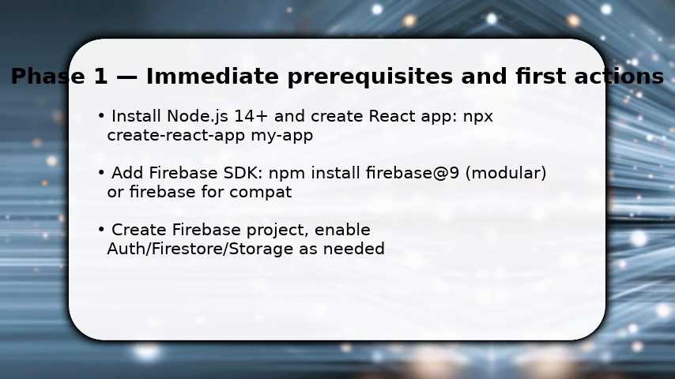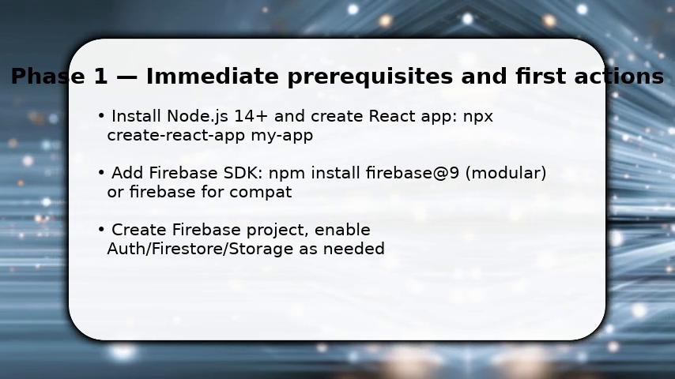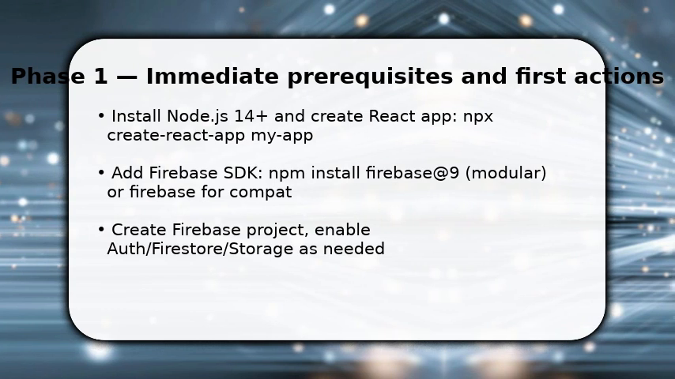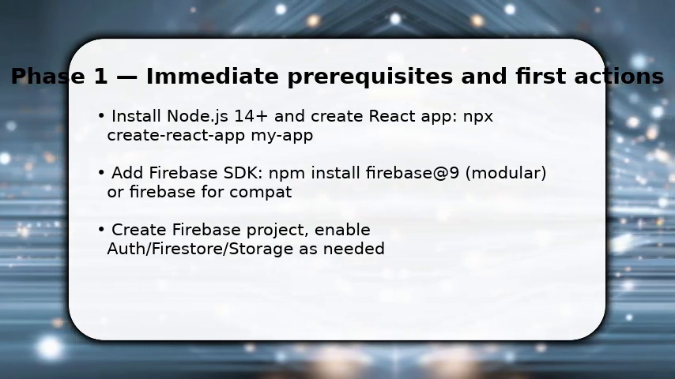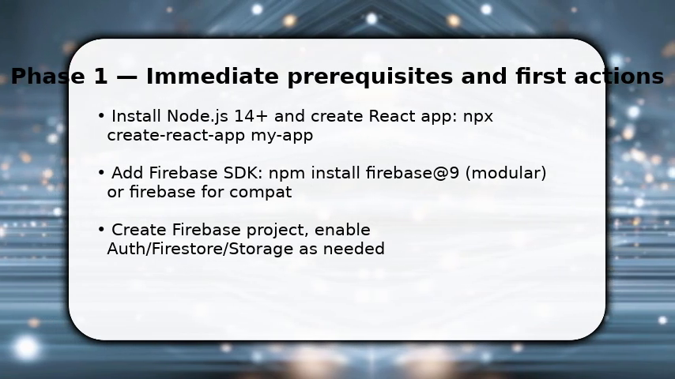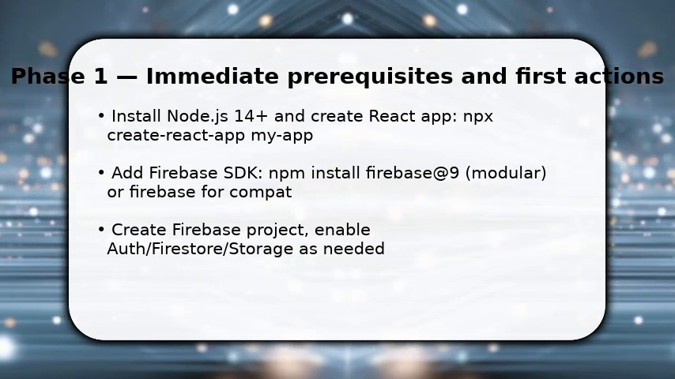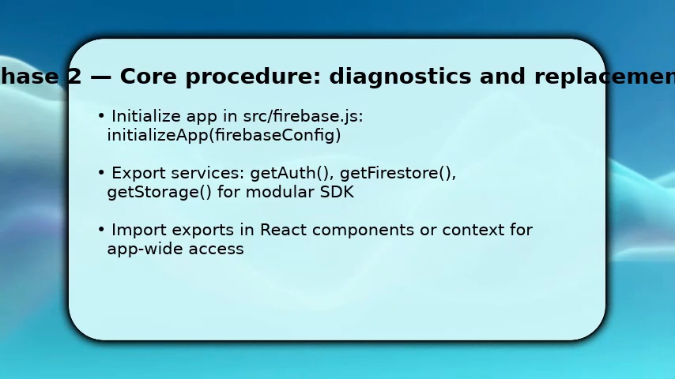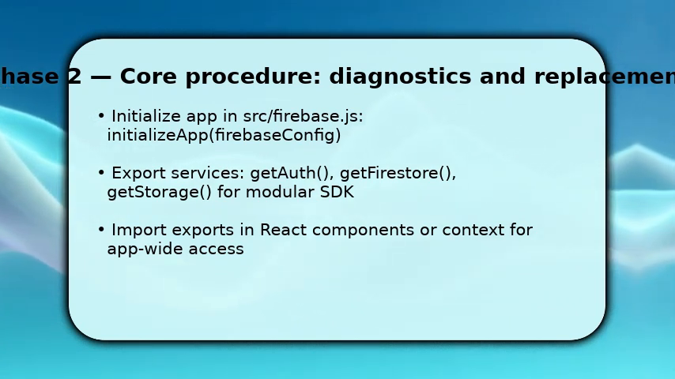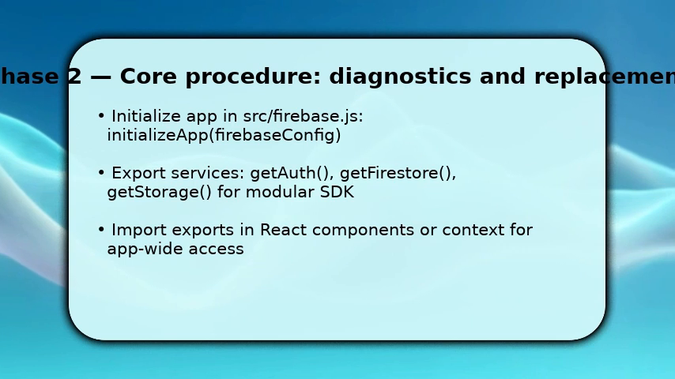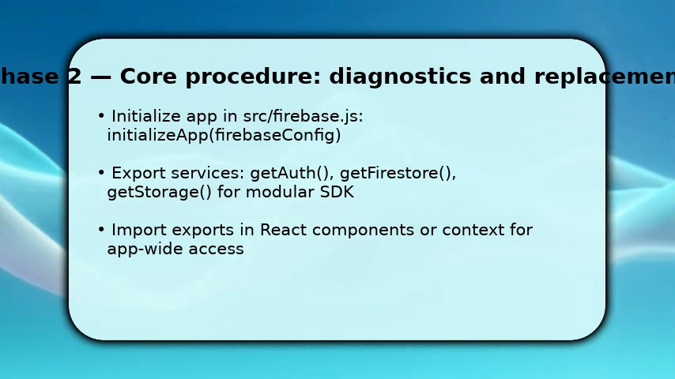Next, create a local file src/Firebase.js and paste the config. This begins the connection process and centralizes initialization for reuse across your components. Once you have src/Firebase.js, initialize the app with initializeApp(firebaseConfig), and then create and export instances like getAuth, getFirestore, and getStorage. This modular approach reduces bundle size and clarifies dependencies.